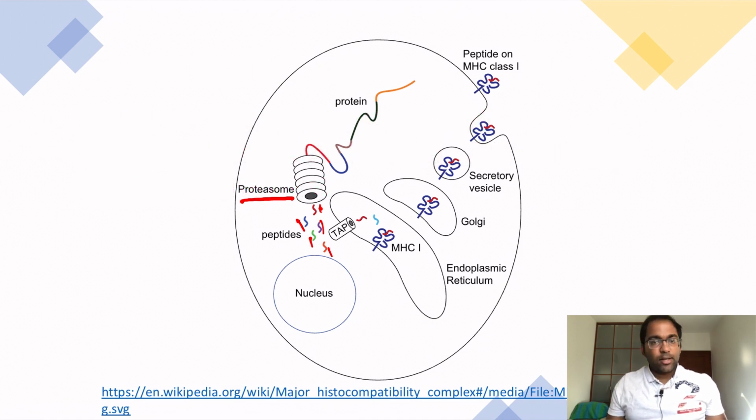It will bind the MHC class 1 molecule. It will be processed in the Golgi apparatus here, and then it will be packaged into a secretory vesicle which will go up in the cell, and then it will be expressed as a peptide on the MHC class 1 molecule on the surface of the cell. So this is how the antigen is endogenously processed and presented on the cell surface. I hope you guys understand this.